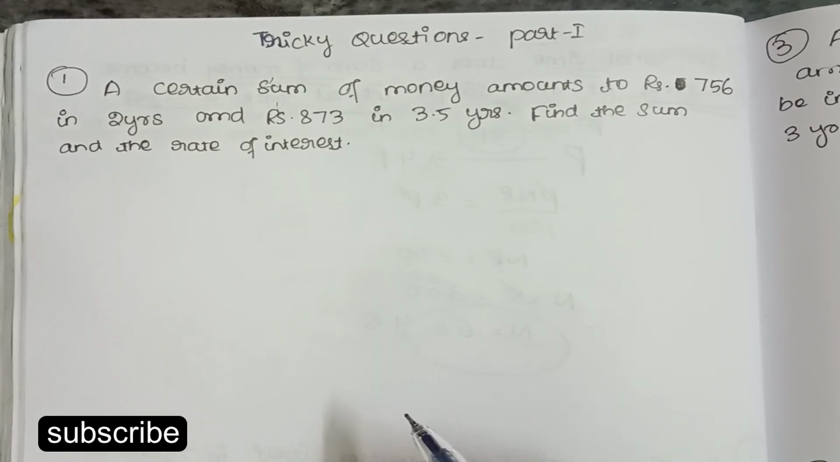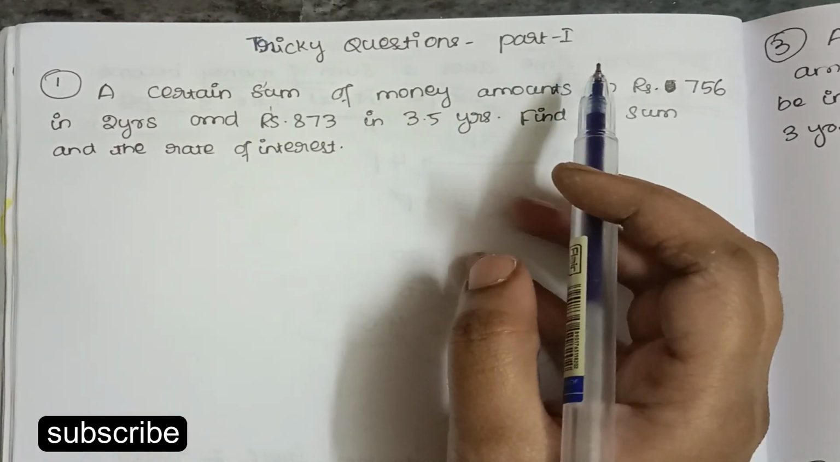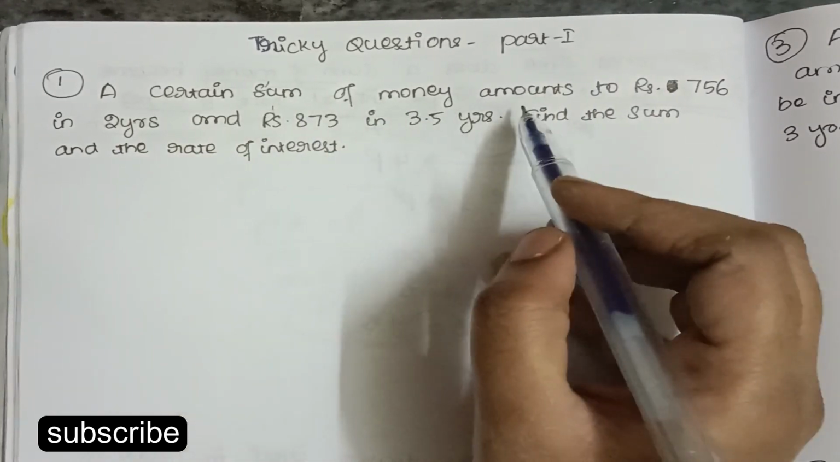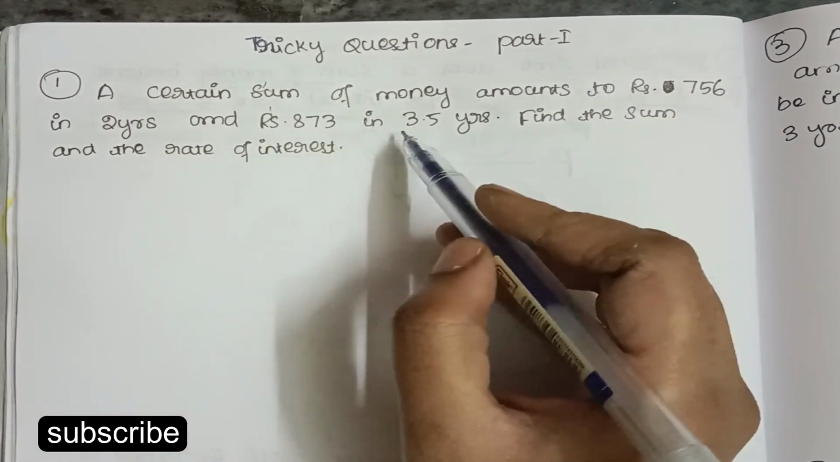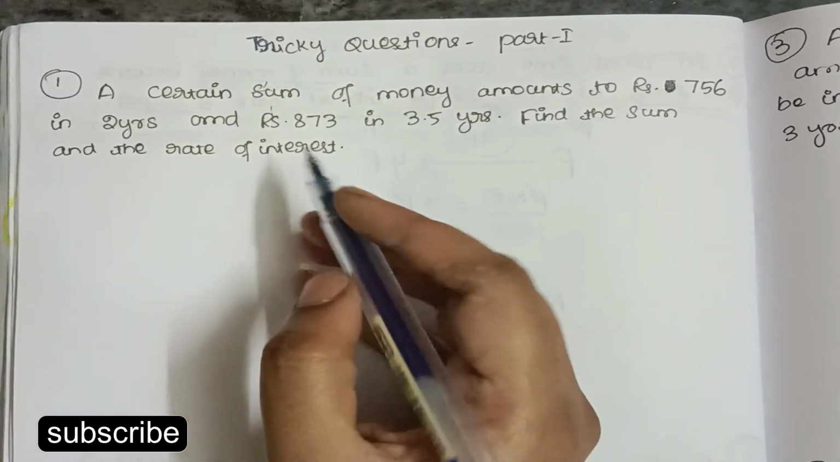In this video, we are going to discuss tricky questions part 1 in simple interest. Without wasting time, let us see the first problem. A certain sum of money amounts to rupees 756 in 2 years and 873 in 3.5 years. Find the sum and the rate of interest is asked.